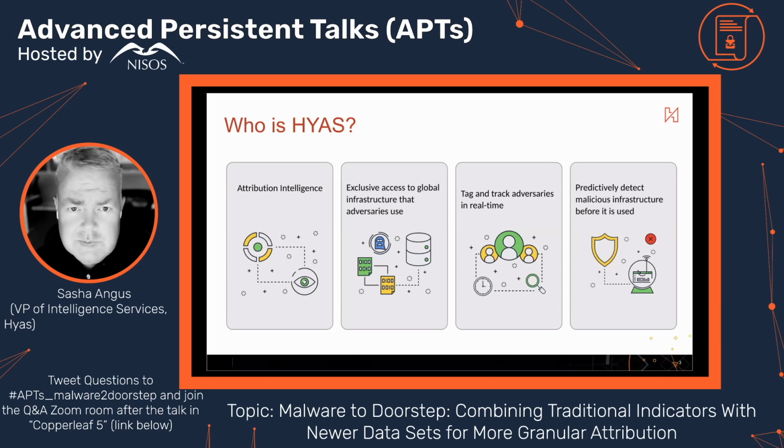As a broad overview, we help provide infrastructure and adversary attribution intelligence. We have access to a host of global infrastructure that adversaries love to use, which allows our clients, who are typically global corporations, to tag and track adversaries in real time and use the data that we have to predictively detect and block malicious infrastructure before it's used.